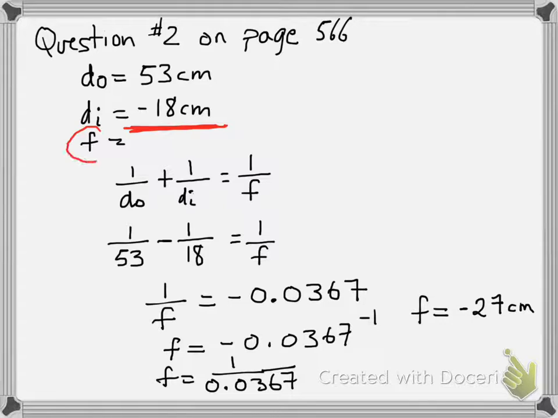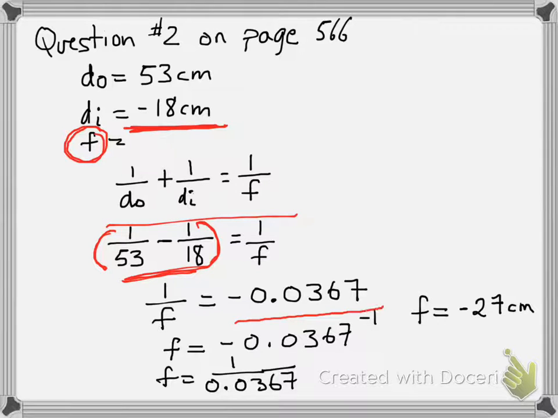We also know our answer is going to be negative, because when it is a diverging lens, the focal length is negative. Again, we're going to plug this information into our thin lens equation. So we get 1 over 53, 1 over 18 equals 1 over f. We're doing the same process: we take 1 divided by 53, 1 divided by 18, and find the difference between those numbers, which is going to end up being a negative 0.0367.